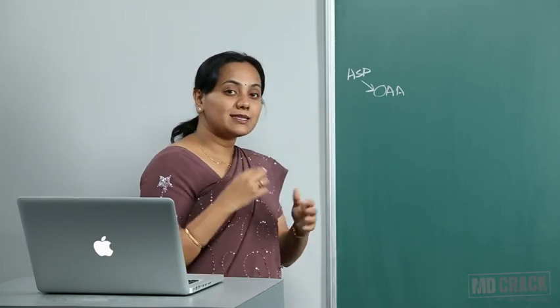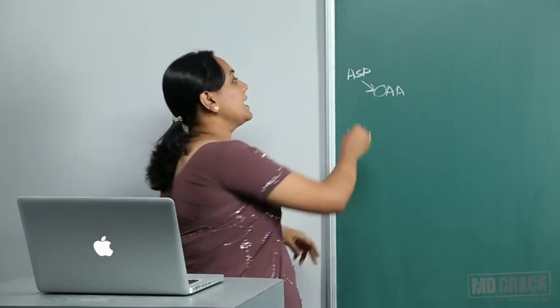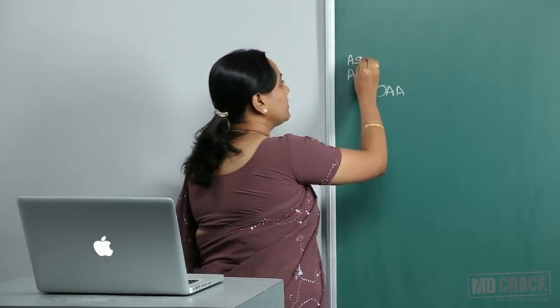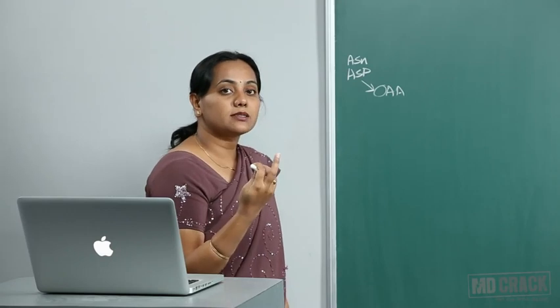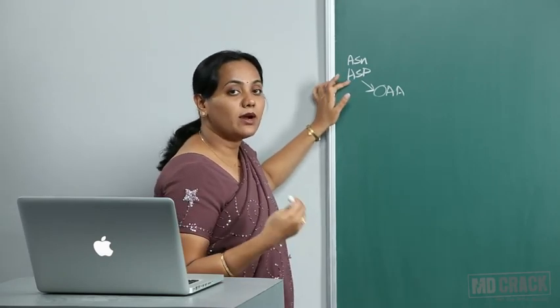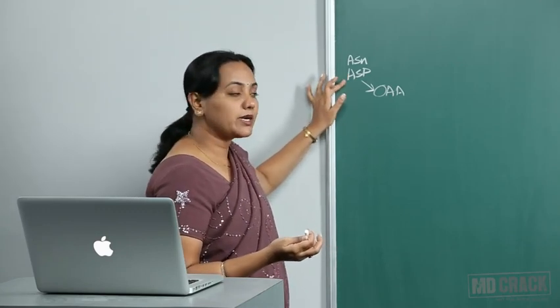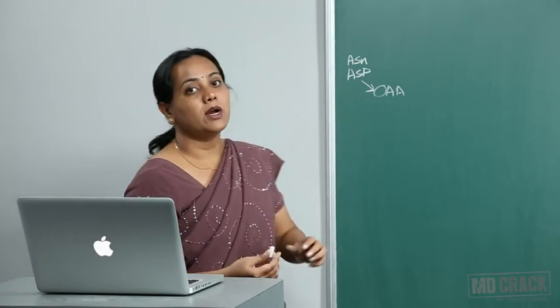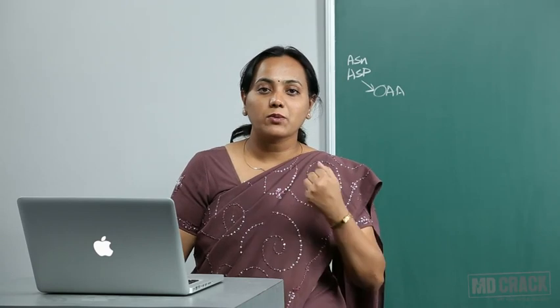If aspartate can form oxaloacetate, which other amino acid can form oxaloacetate? Remember, just as glutamine and glutamate are there, there is one more pair, aspartate and asparagine, ASN. What is it? One extra amino group. So asparagine is converted to aspartate. How? By asparaginase. Aspartate is transaminated to form oxaloacetate. So we have one intermediate formed from 2 amino acids, that is oxaloacetate.